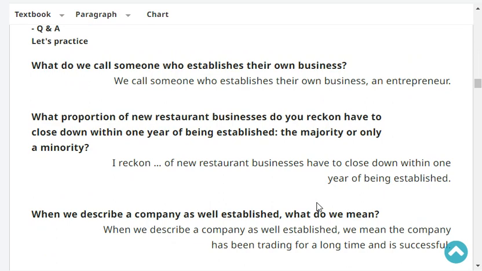What proportion of new restaurant businesses do you reckon have to close down within 1 year of being established? The majority or a minority? I reckon a minority of new restaurant businesses have to close down within 1 year of being established.